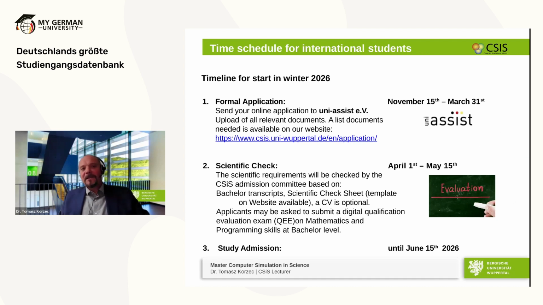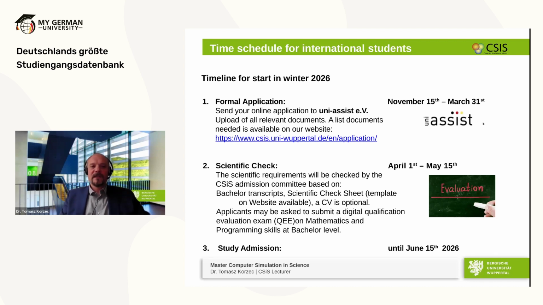Then the timeline for application is, as I said, we start only in winter. For the coming winter semester, it's already too late to apply, but you could apply for the winter term 2026, and then the timeline would be the following. The applications start this coming November and are closing end of March. You can follow this link to see which documents you need to collect and how the application process works in collaboration with UniAssist.